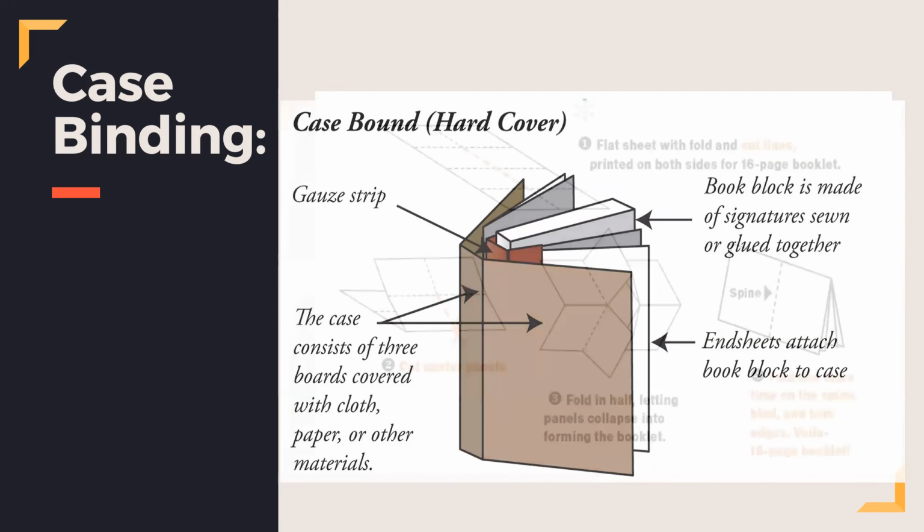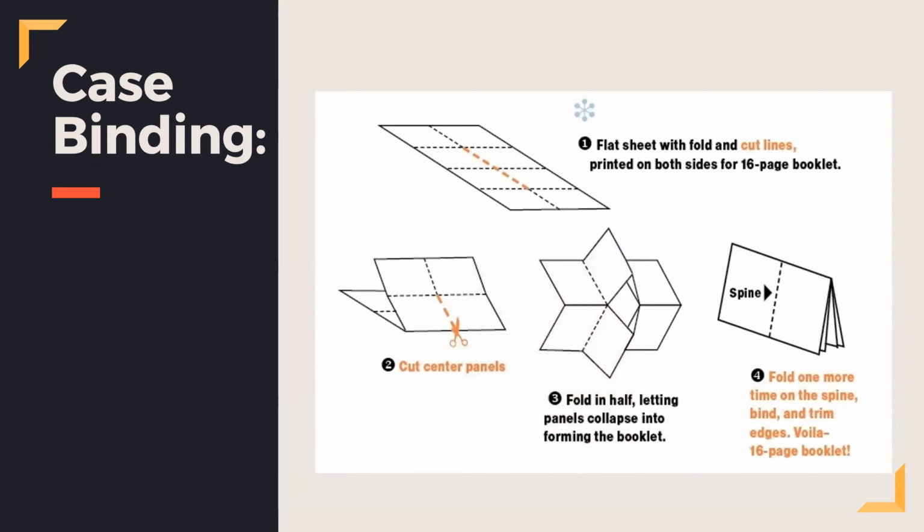This next image outlines what a signature is. Signatures are made up of 4 or more pages that are then folded to the correct size. Signatures are stacked and make up the text block.